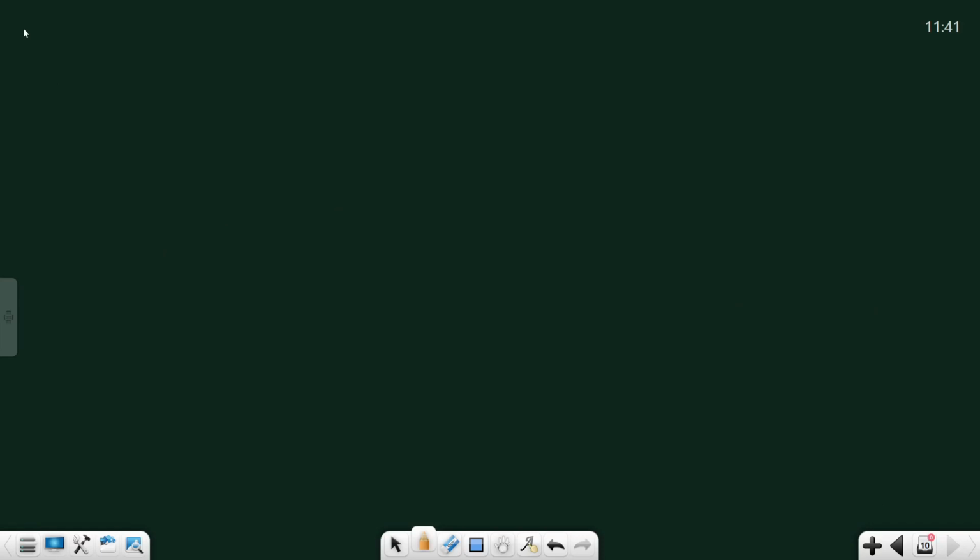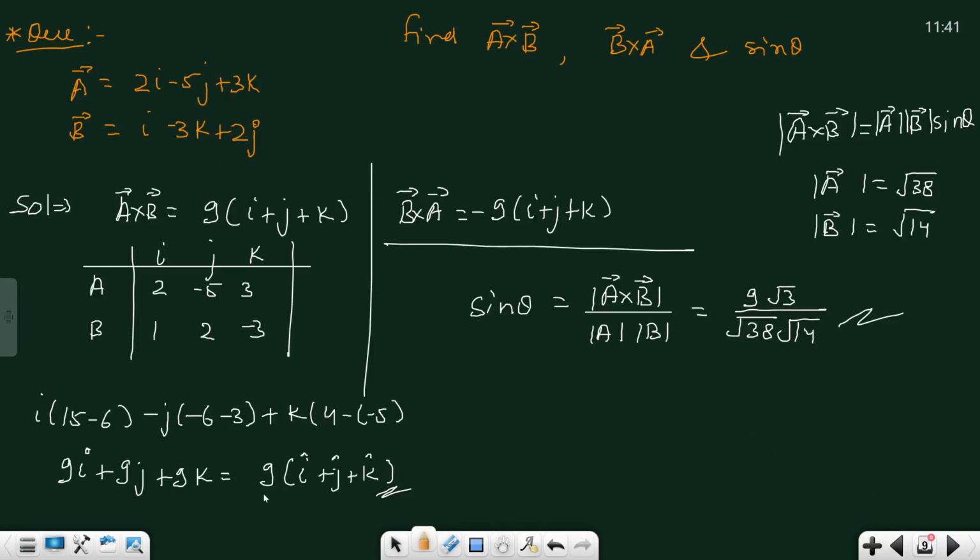Now, how did you get 9 root 3 in the previous question? The magnitude of 9 and the magnitude of i plus j plus k will be root 3. It will be 9 square plus 9 square plus 9 square, so we will take out the 9 square. Okay, sir.